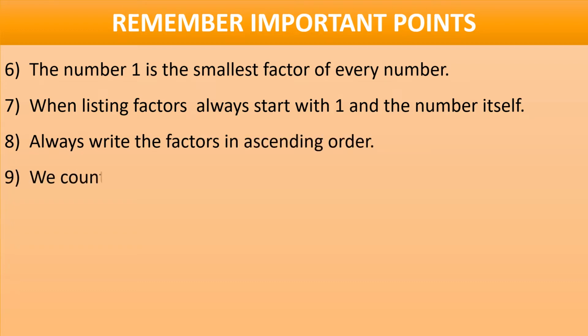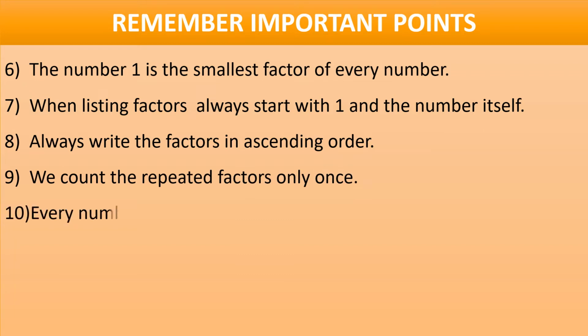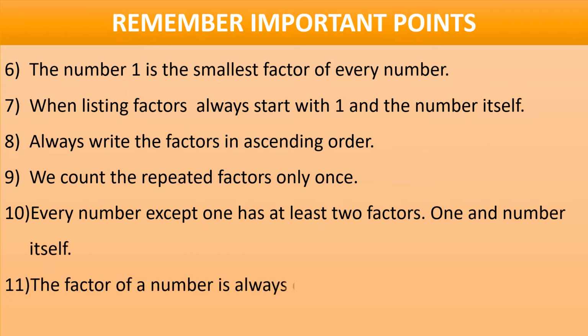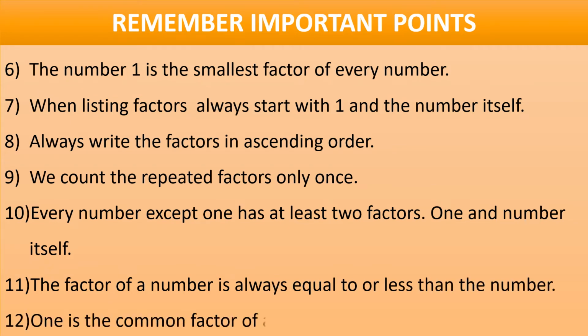Number 9. We count the repeated factors only once. Number 10. Every number except 1 has at least 2 factors, 1 and the number itself. Number 11. The factor of a number is always equal to or less than the number. And the last is number 12. 1 is the common factor of any 2 or more numbers.